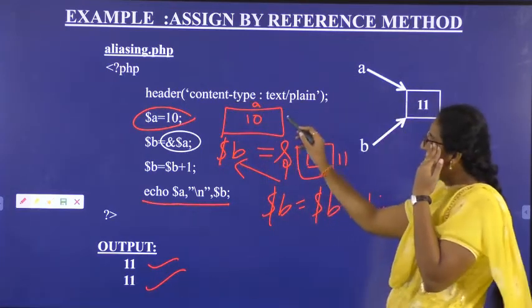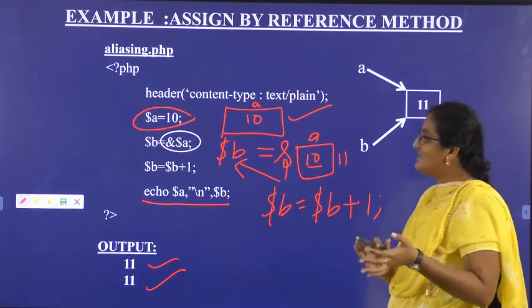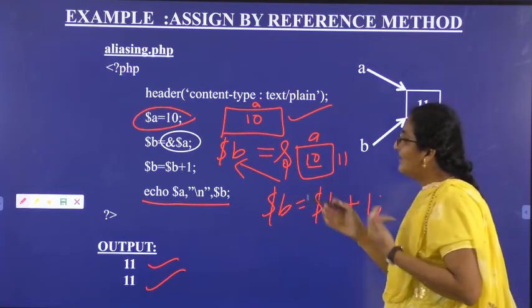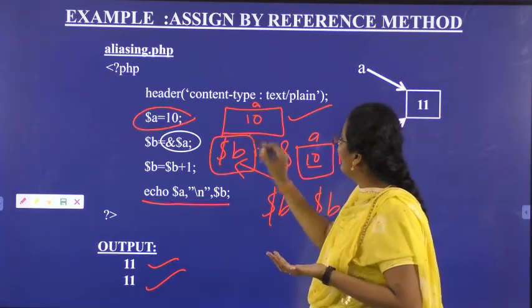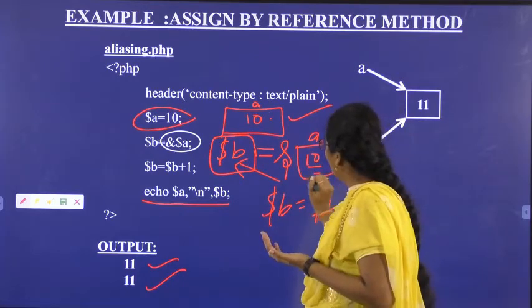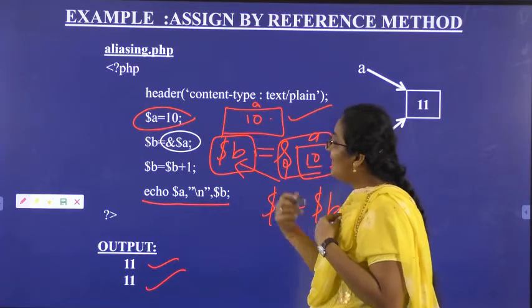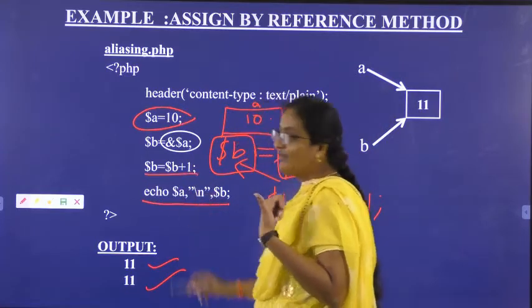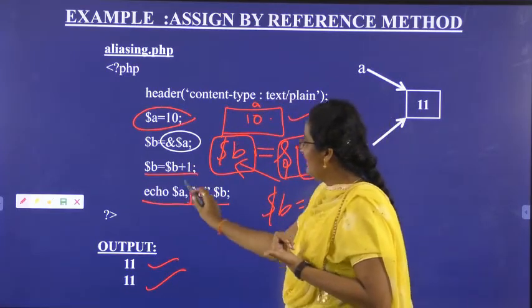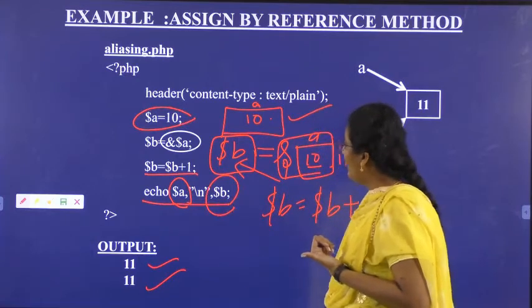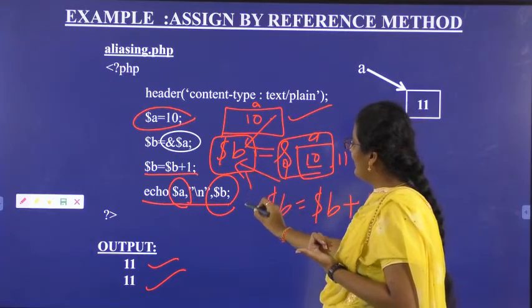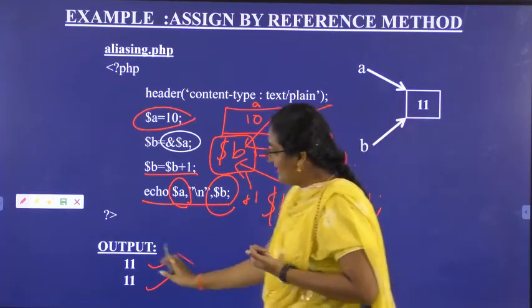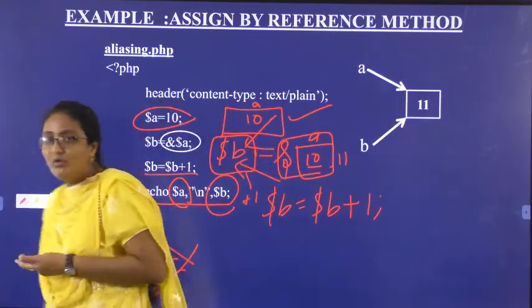Initially I have given the A value 10. Then memory is created to store the A value 10. Then I created variable B and I stored the address of A in variable B. Now I incremented variable B by 1 and I want to print variable A and variable B. So already A is stored in B, and B's value is incremented by 1. So both A and B will be 11 only.